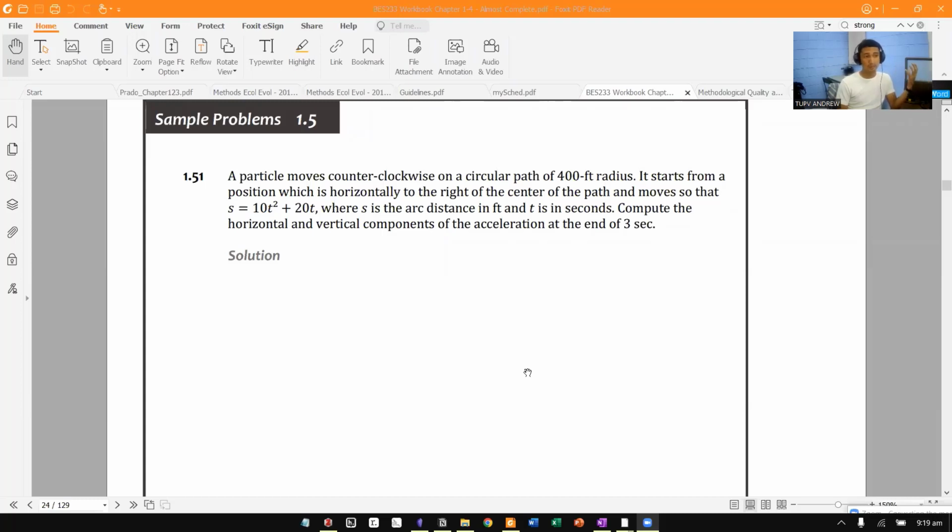So that's the behavior of the displacement function of the particle, which moves counterclockwise in a circular motion. It's not uniform circular motion because the function s is accelerating. The question is: compute the horizontal and vertical components of the acceleration at the end of 3 seconds.